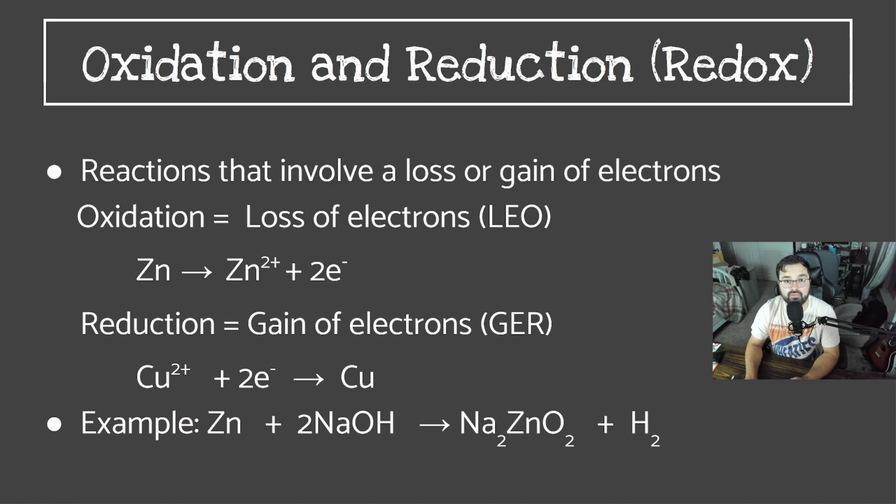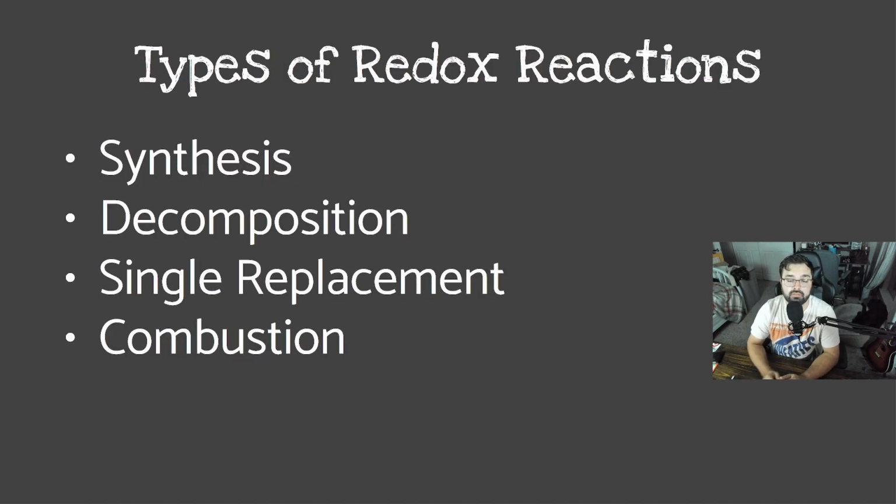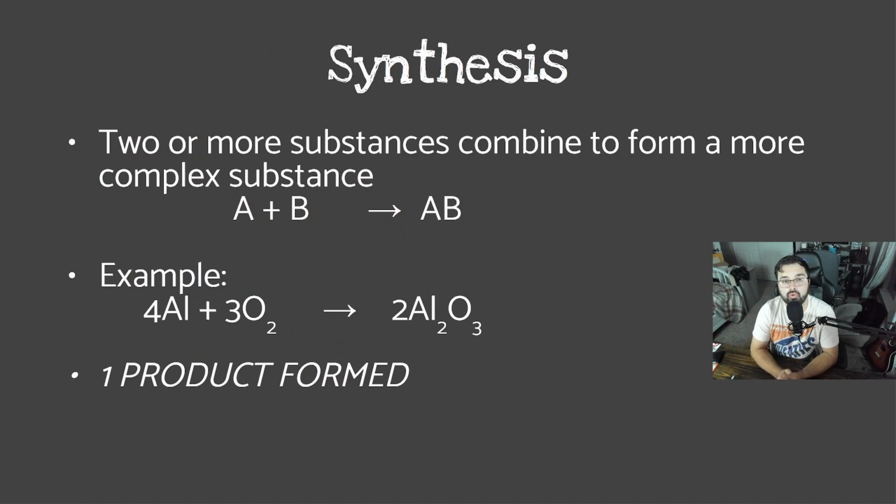There are a few types of redox reactions that you must know. These are synthesis, decomposition, single replacement, and combustion. In synthesis, two or more substances combine to form a more complex substance. A good example of this just being the format A plus B equals AB.